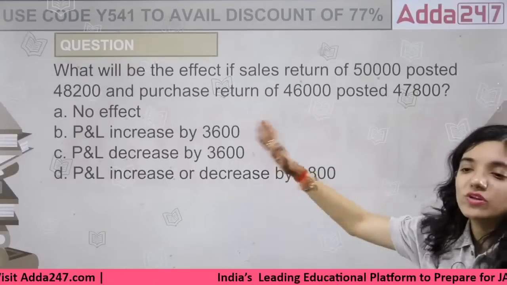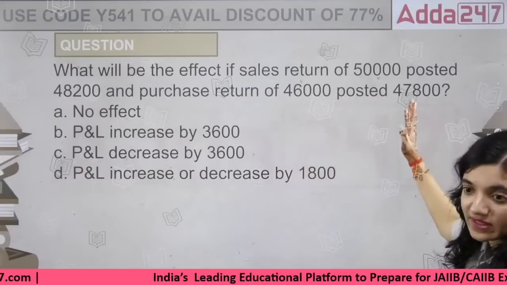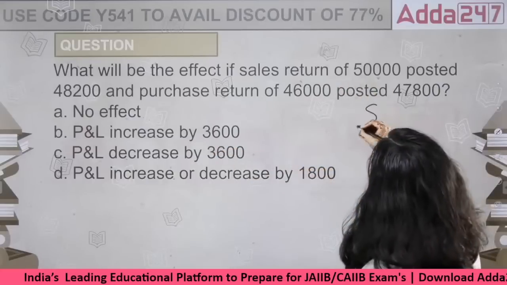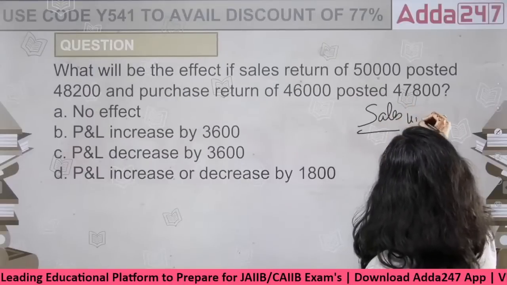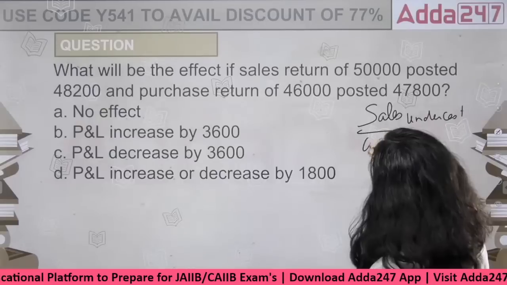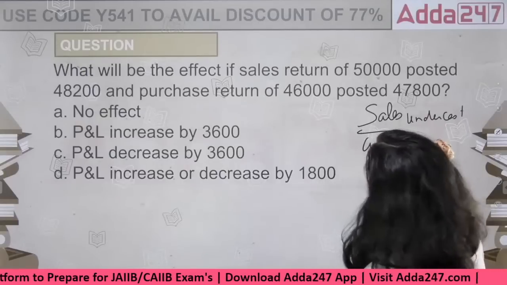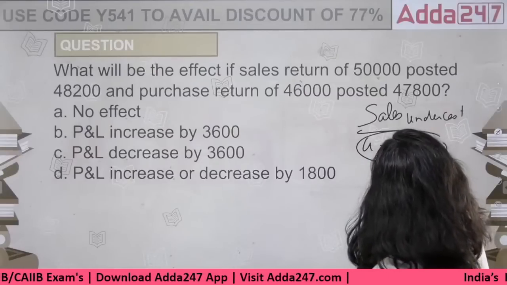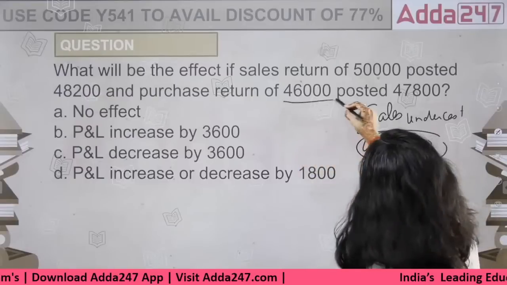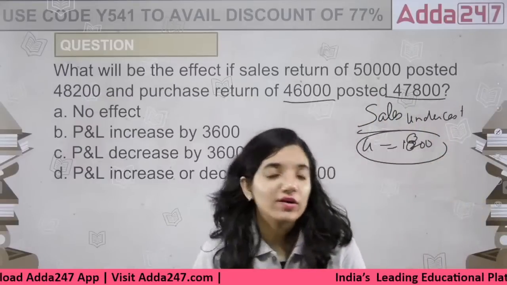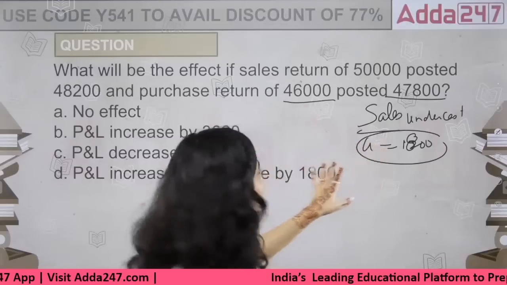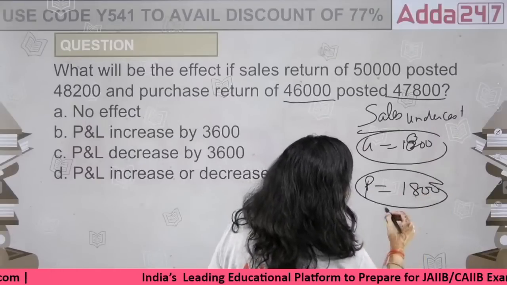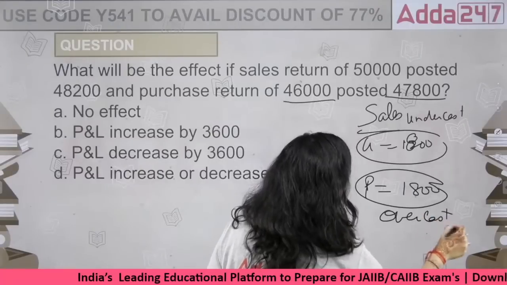The next question says, what will be the effect if the sales return is 50,000, posted as 48,200? That means it's undercast at the moment. I'm writing it over here. How do we look at these questions? Sales is undercast. The credit side is undercast by how many rupees? 1200, that's what I can see. No, 1800, right? Purchase return of 46,000 noted as 47,200. The credit side is undercast while the purchase side is overcast. This is over and that is under.